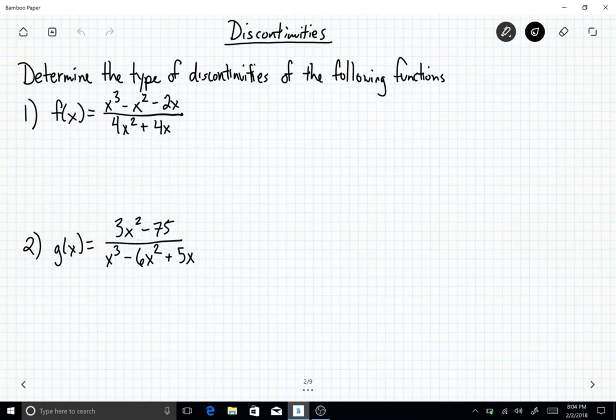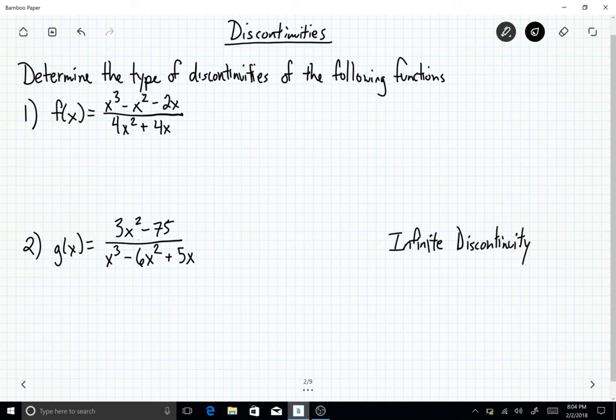So in terms of the discontinuities, there are 2 main types that we're going to discuss in this section. There's actually a third type if you talk about piecewise functions, and that would be a jump discontinuity. But there's the infinite discontinuity, and then there's a removable discontinuity.